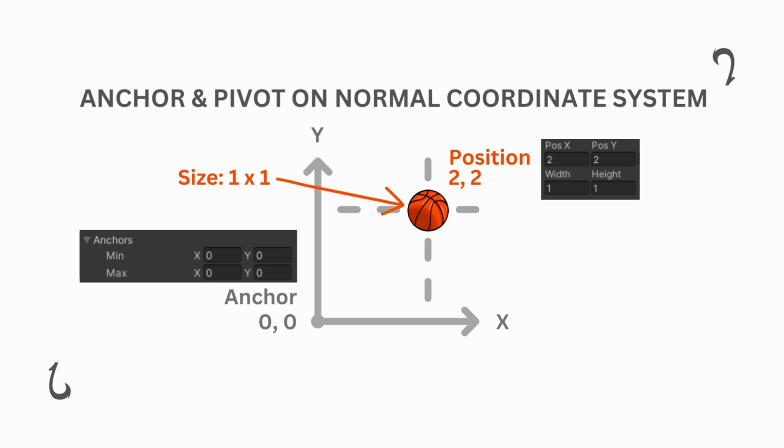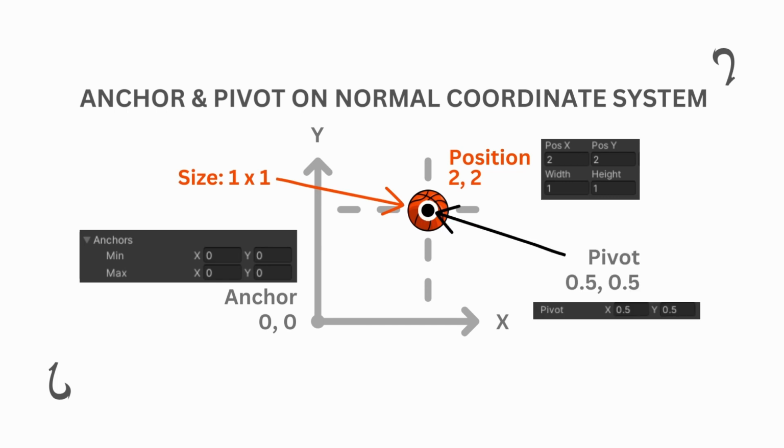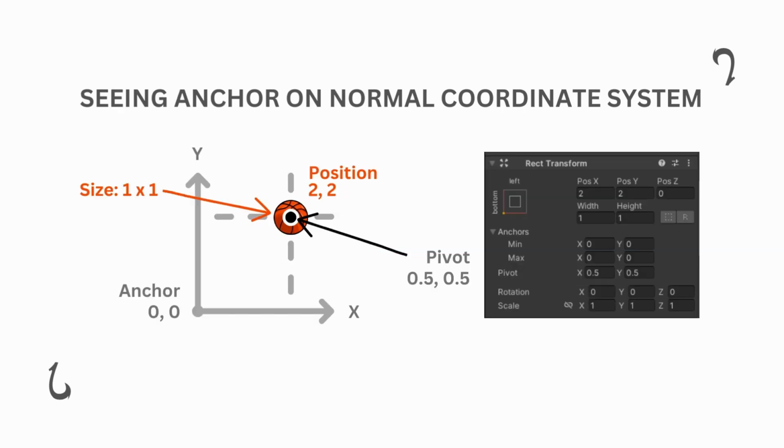How about the pivot? In this situation, we assume that the pivot is on the middle of the ball, like this. So it will become 0.5. The pivot is between 0 and 1. So the 0.5 is right on the middle of the ball. Basically, this is the summary of what we see on the Unity.